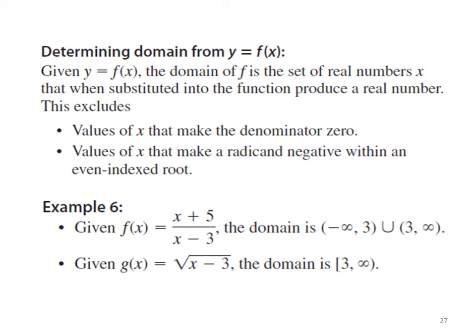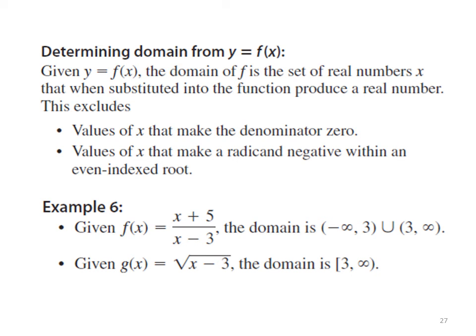Okay, then which numbers should we exclude? In some cases, if you have a rational function, any value that will give you 0 in the denominator will not give a real number, because you cannot divide by 0. Any x that makes the denominator 0 should be excluded from the domain.